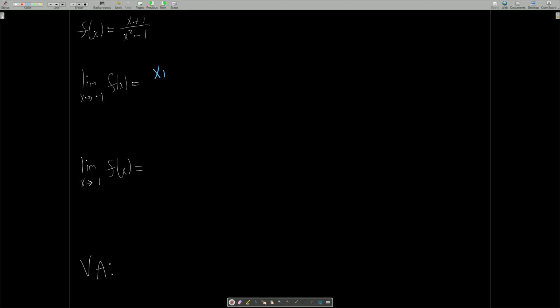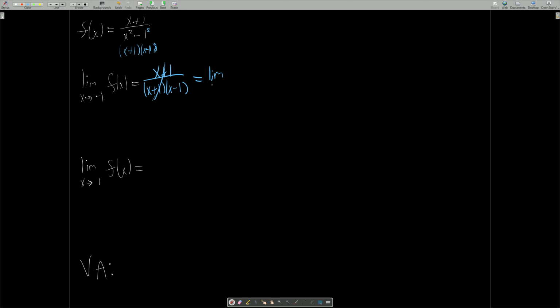The first step we're going to do is factor this out into x plus 1 and x minus 1. You'll instantly know if you see a difference of two squares, x squared and 1 squared, and we factor into x plus 1, x minus 1. It's a very useful thing to memorize for factoring. Anyway, we have x plus 1 over x plus 1 times x minus 1. So this is going to cancel out.